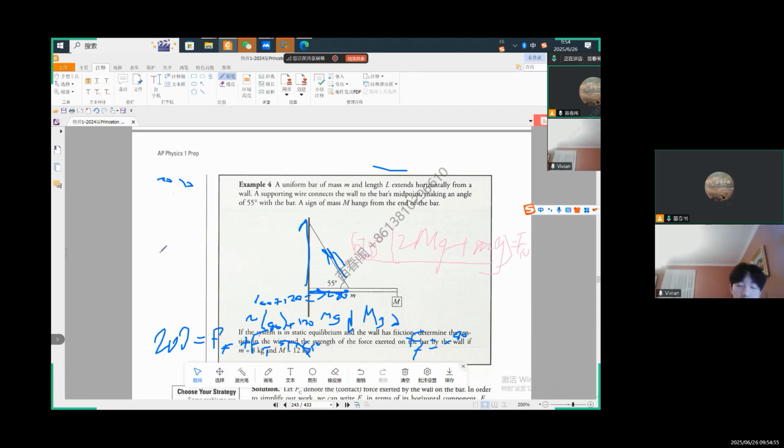So after we already find F friction and F normal, how do you answer the second one? The strength of the force exerted on the bar by the wall. It's just the normal.